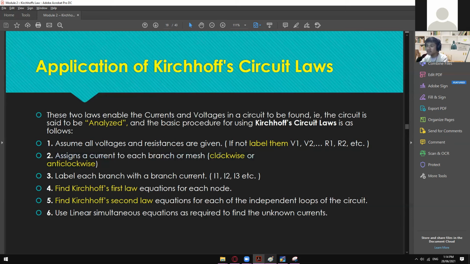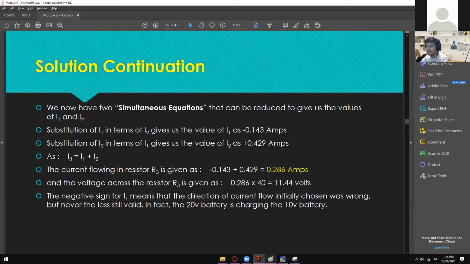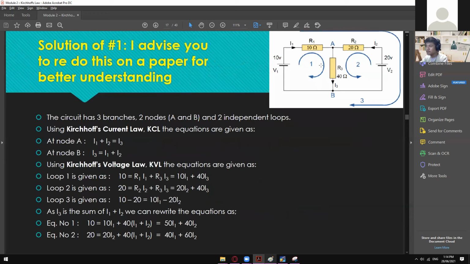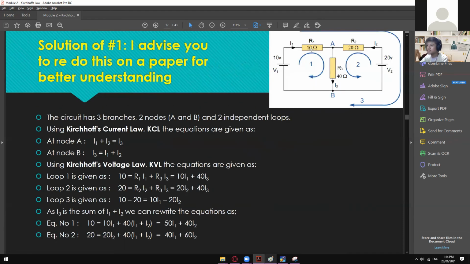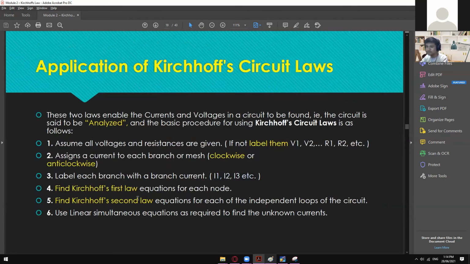Okay, but in here, it's also already given the clockwise or the anti-clockwise. So step 1 and number 2 is already done. And then step number 3, so label each branch with a branch current. So in here, it's also done, which is the I1, I2, and I3. So they are already labeled.